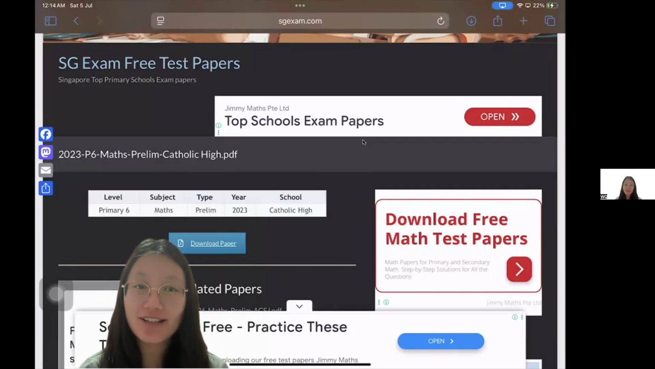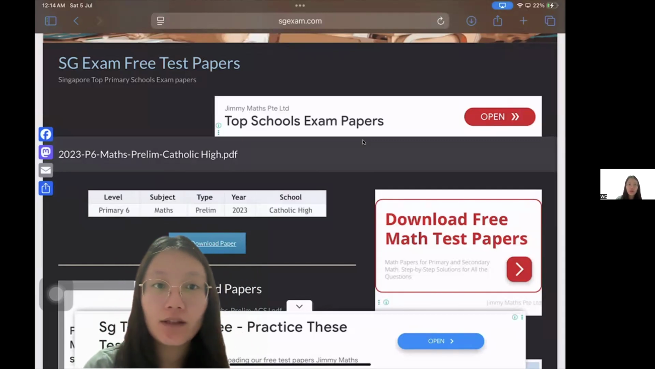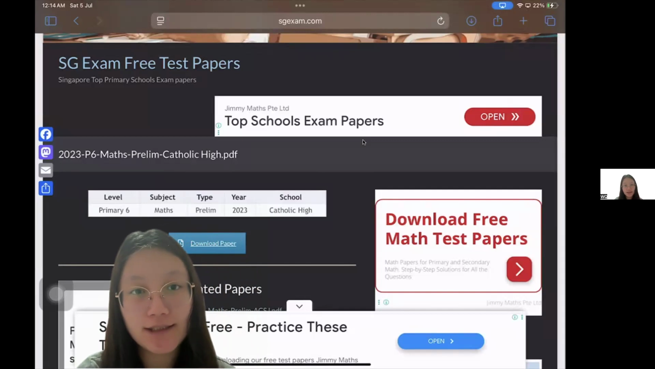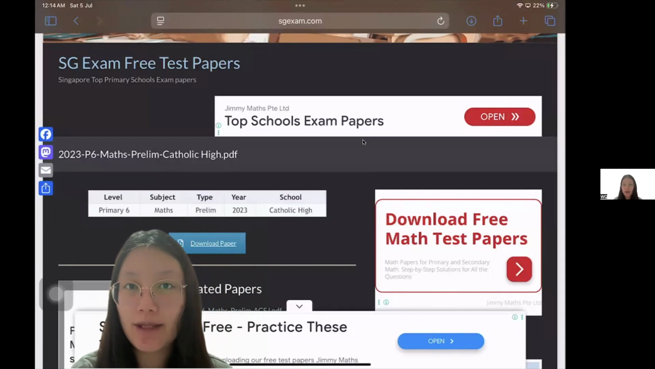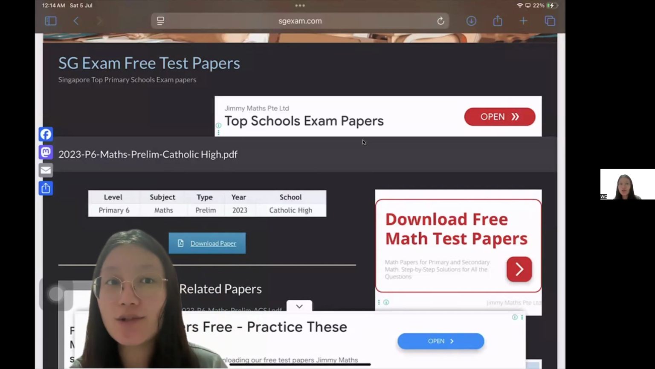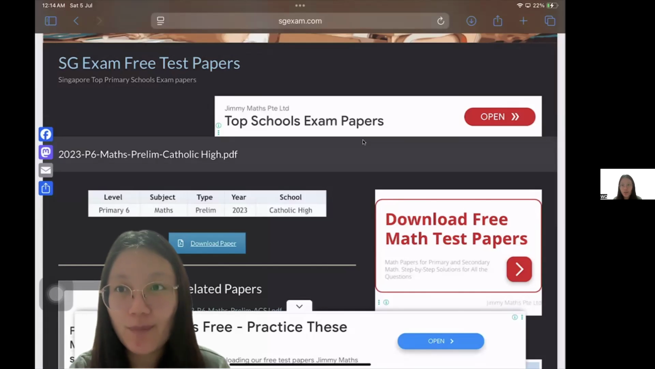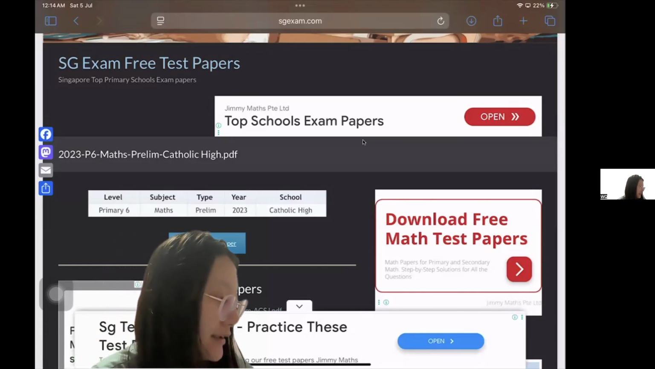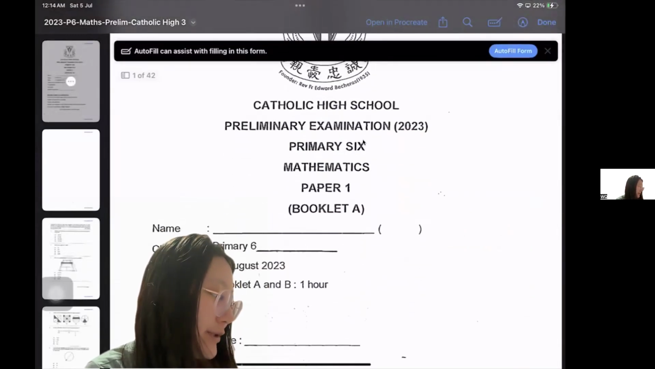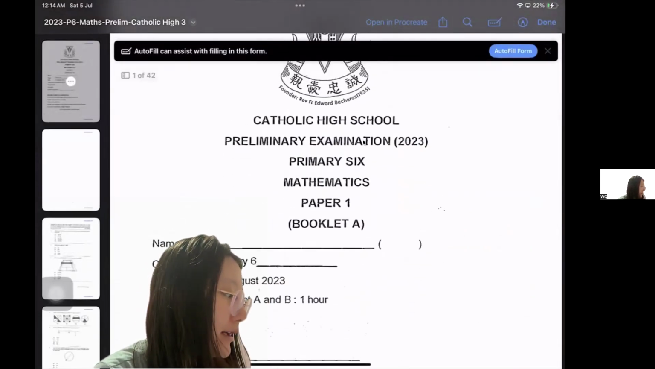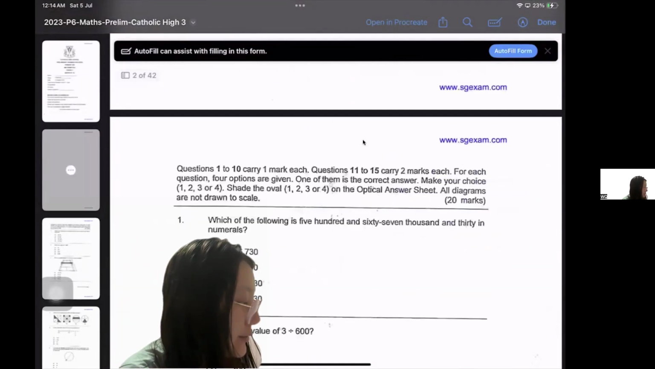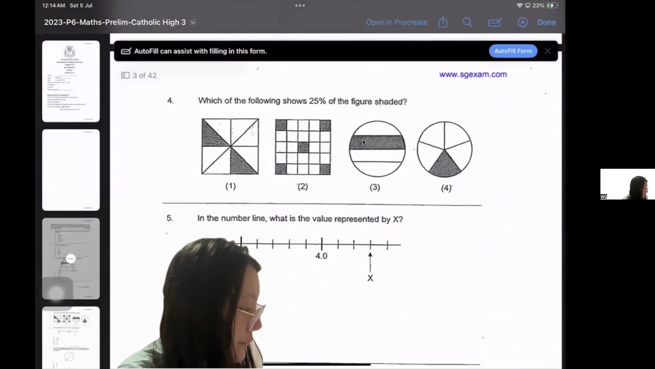Today we will be going through a maths prelim paper from Catholic High. This is where I got my paper from sgexam.com. So you can actually come to this website and download the paper for yourself and try it out. Okay, so we'll be doing the prelim paper from 2023. Let's take a look at the questions. I will go through some of the harder questions with you.